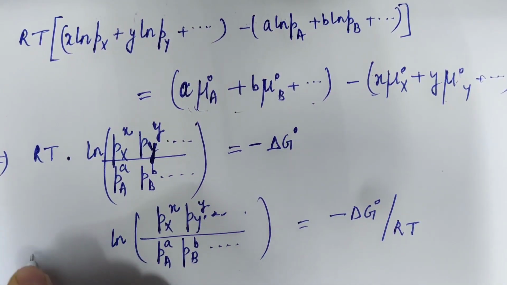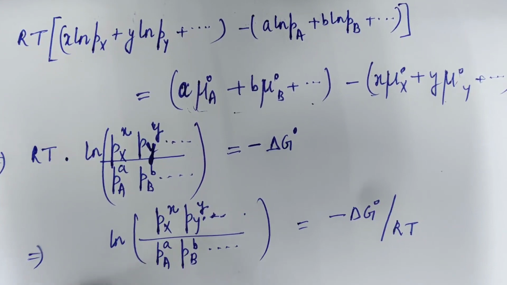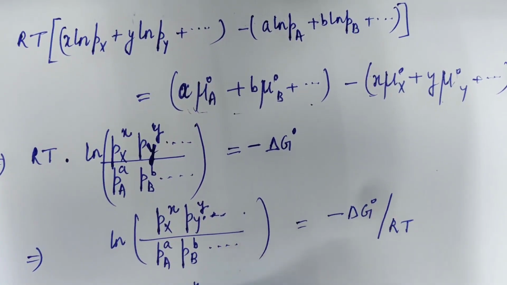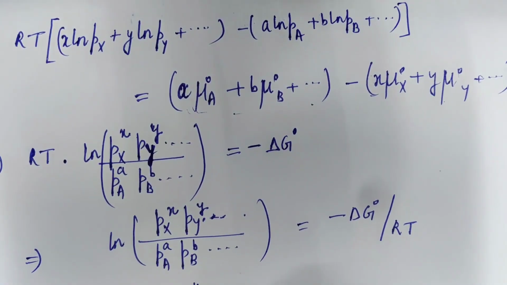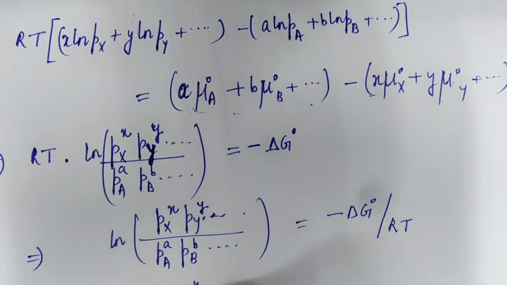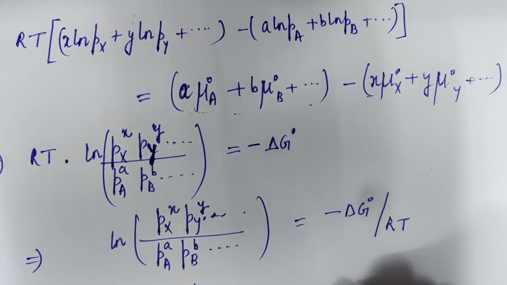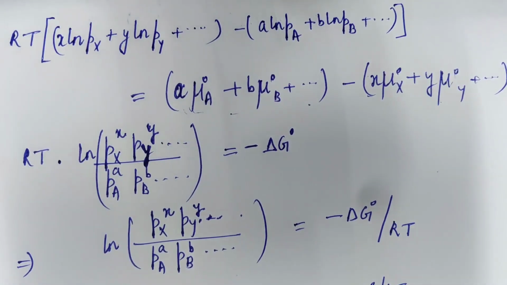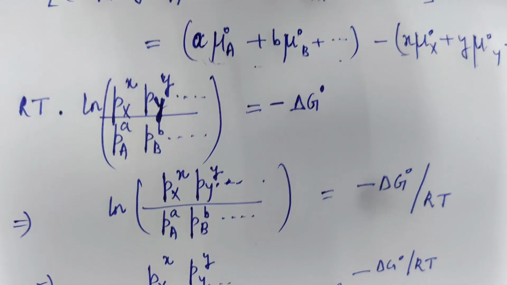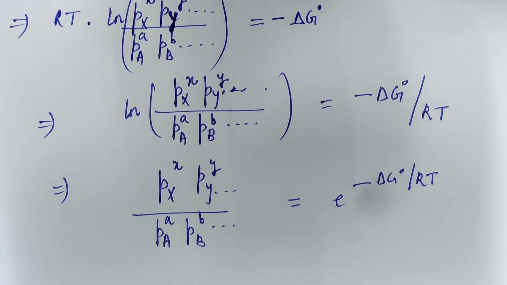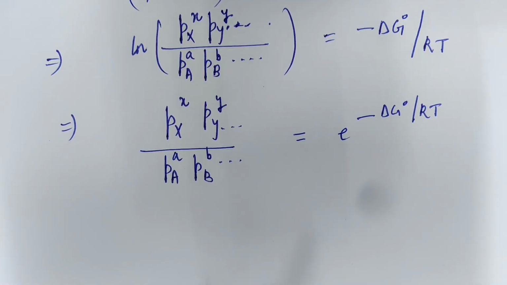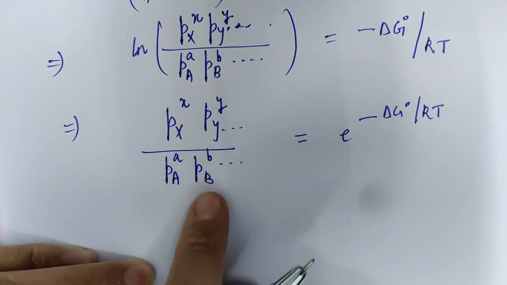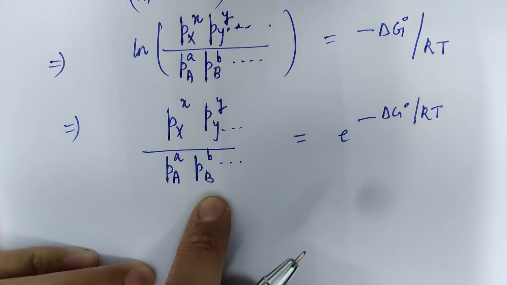So, if I take the antilog, then what I'll get? Px of x, Py of y divided by Pa of A, Pb of B, is equal to e raised to power minus delta G naught divided by RT. Now the next thing that comes is this, which is nothing but chemical equilibrium in terms of partial pressure.